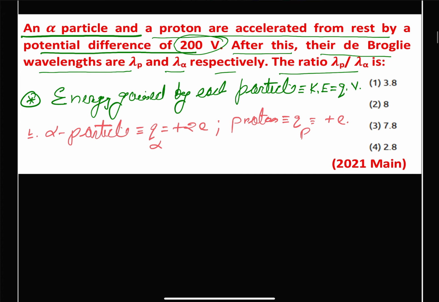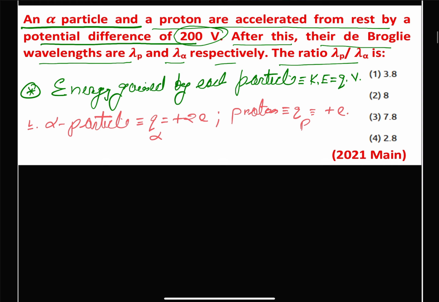And kinetic energy we can write in the form of our velocity also. So we can say that our kinetic energy is equal to half m v square, which is equal to q multiplied by v. Therefore our velocity will be equal to the square root of 2qv divided by mass m.